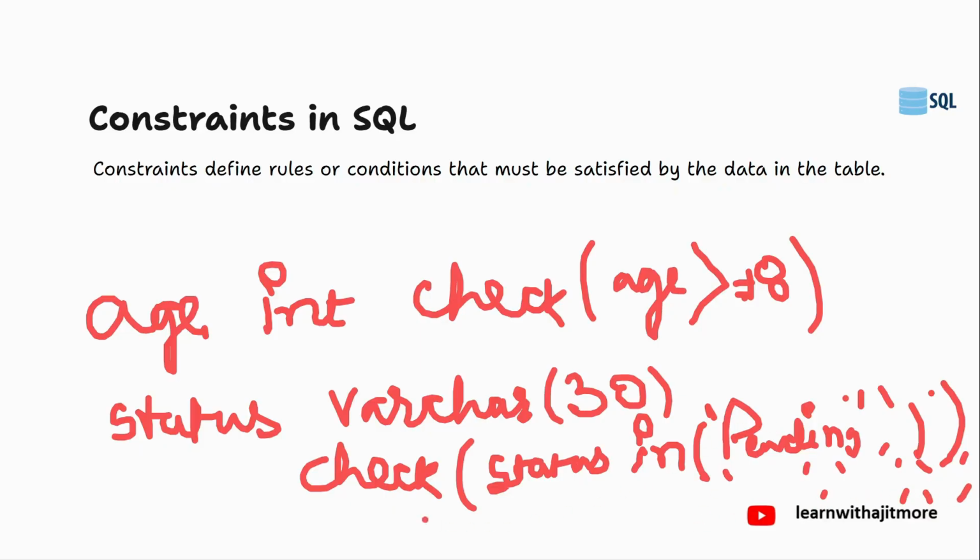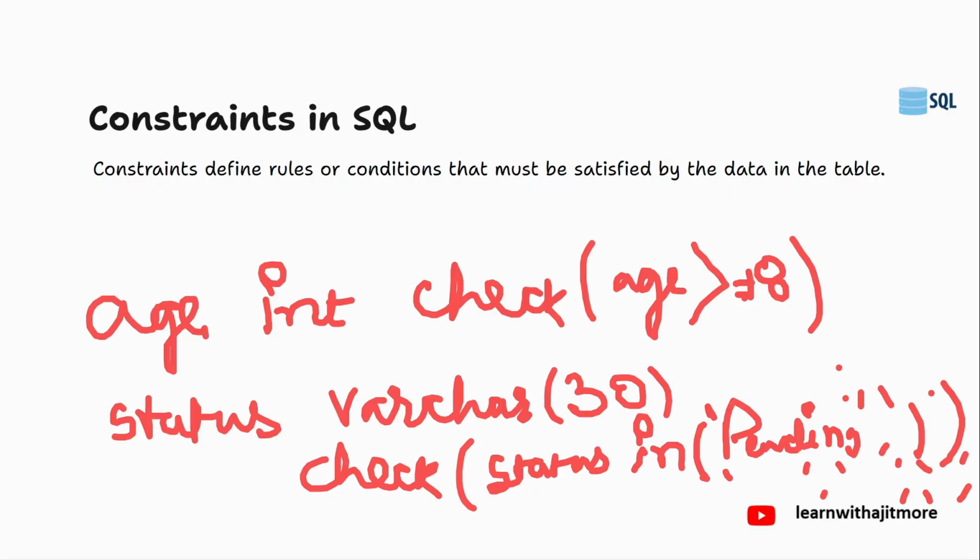So you want to say that my status can be from these six values only, nothing other than that. Pending, shipped, in transit, out for delivery, delivered, returned. These are fixed statuses, and whatever status you give should be from this list only. So you put a check like this: check status in and the list of statuses. When you enter anything other than this, MySQL will generate an error.